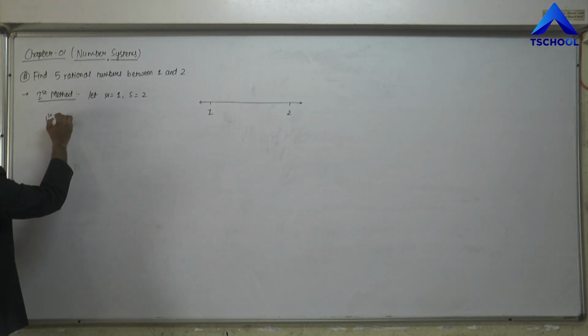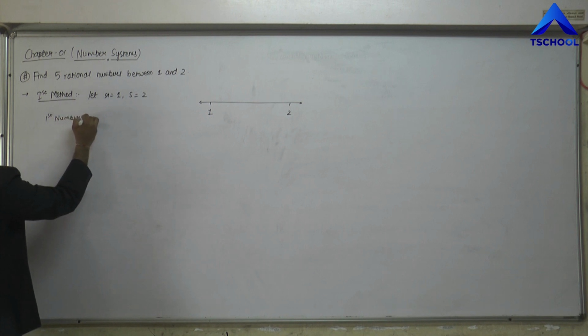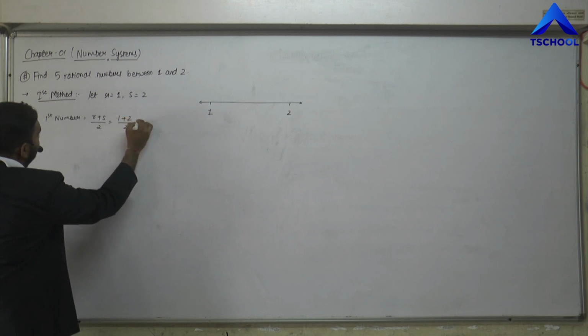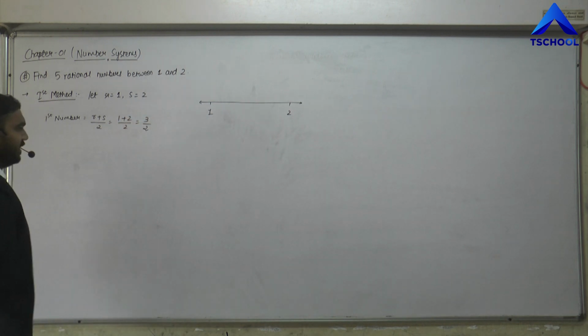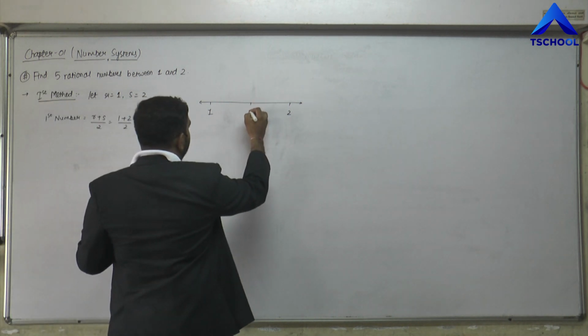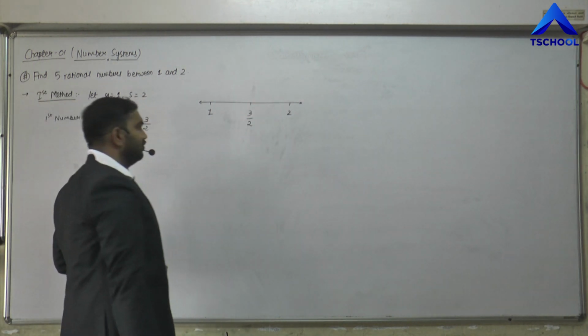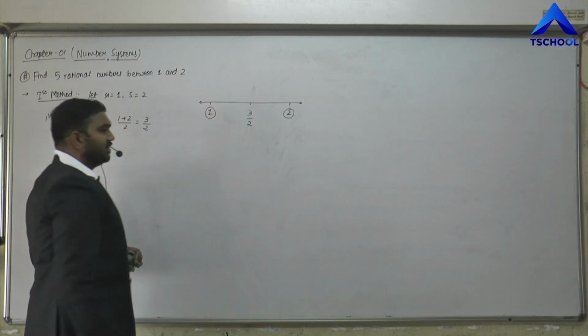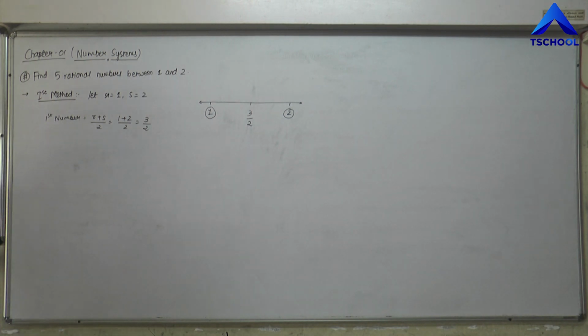So the first number is equal to r plus s by 2, that is 1 plus 2 by 2, that is 3 by 2. So we will get a number here, that is 3 by 2, right? See friends, the circled ones are the given ones, and the rational numbers that I am writing down here will no longer be a natural number now.